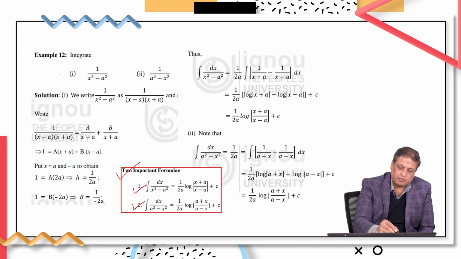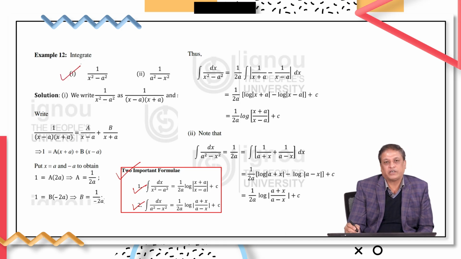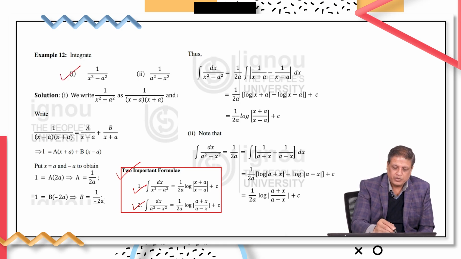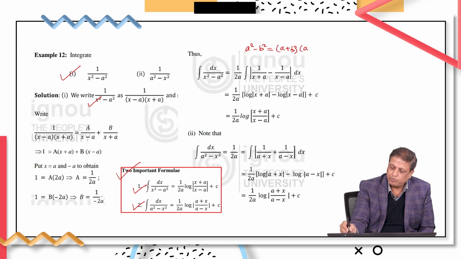So let's apply the understanding of partial fraction to solve this first expression, that is 1 upon x square minus a square. So 1 upon x square minus a square can always be written as 1 upon x minus a into x plus a, because we know the identity a square minus b square is equal to a plus b into a minus b.